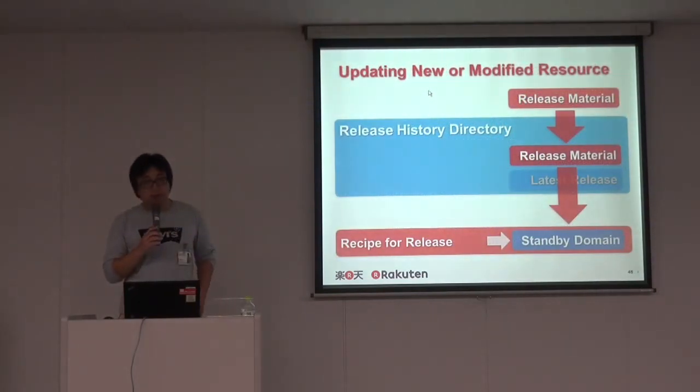After preparing the release material, it will be moved to the release history directory. And we can release the files to the standby domain. The release task is executed by the release recipe automatically, and only new or modified resources are updated. A recipe is an executable release document. I will explain it in chapter 4.